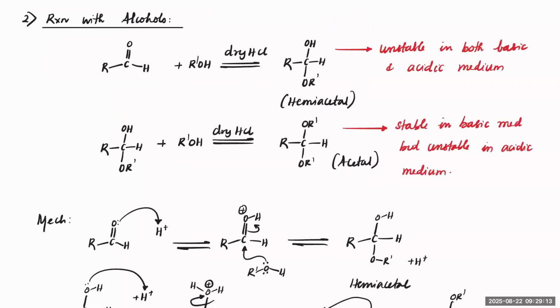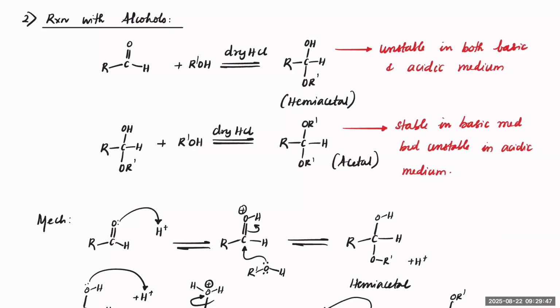Next is reaction with alcohols. Instead of water, now I am taking alcohol. You cannot make alcohol add directly onto the carbonyl, that's why you take dry HCl. On taking dry HCl, the oxygen first engages with H plus and allows the carbon to get a high positive charge, by which the alcohol can attack. And that converts into this compound, okay, which is hemiacetal.